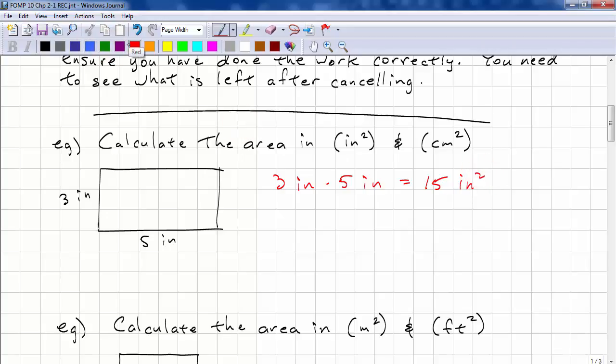Now, to see why we need to square the units, we'll do 3 inches, and we need to convert this to centimeters. So we have 2.54 centimeters over 1 inch. And then we have the 5 inches. And this also needs to be converted, 2.54 centimeters per inch. Now we can cancel out the inches, and we have centimeters squared.